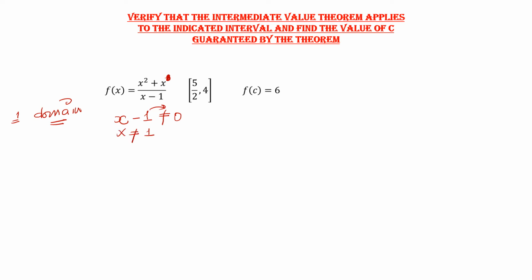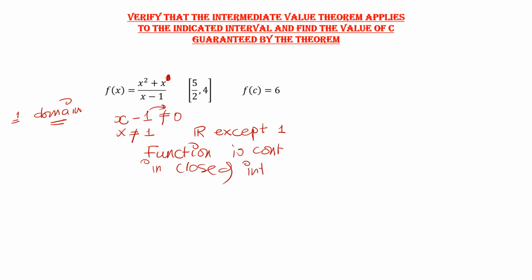So what is the domain? The domain is all real numbers except 1. You can see that 1 is not lying in the closed interval, so you can say that the function is continuous in the closed interval. You have to write that the function is continuous in the closed interval. So the first condition is fulfilled. Now check the second condition.